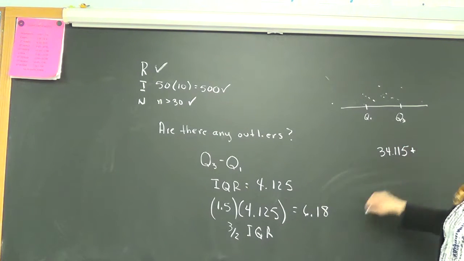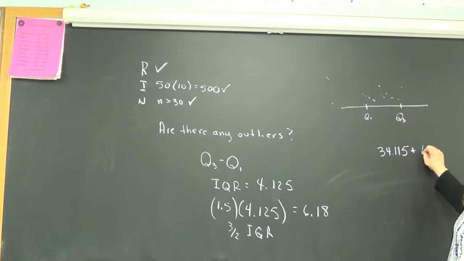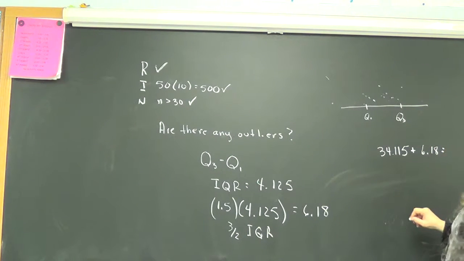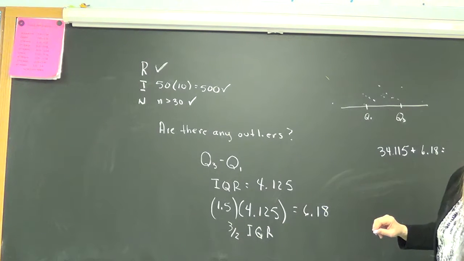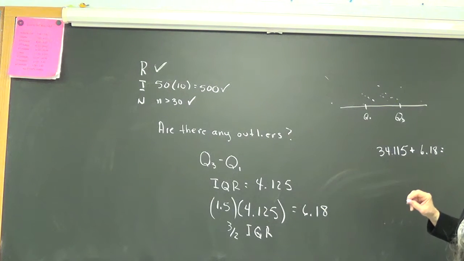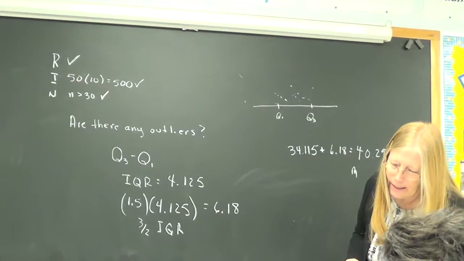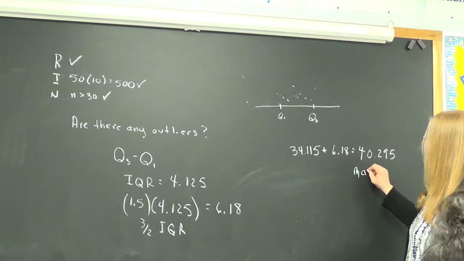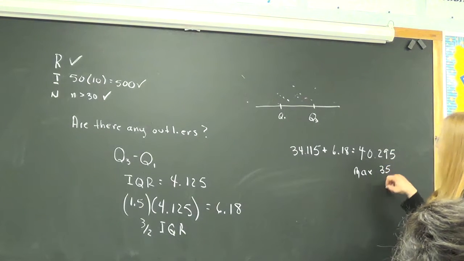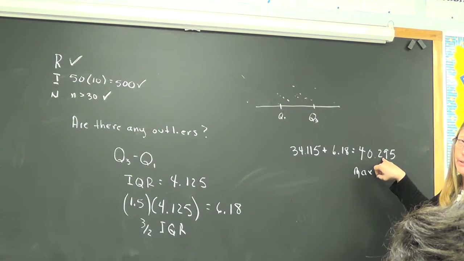All right, so you add this number, 6.18, and then you see if the maximum is above it. If it's above it, then we have an outlier. So what does this number come out to be? 40.295. All right, so what's the max number? I can check and see. 35. So do you see the 35 is quite a bit below that, so it is not an outlier.